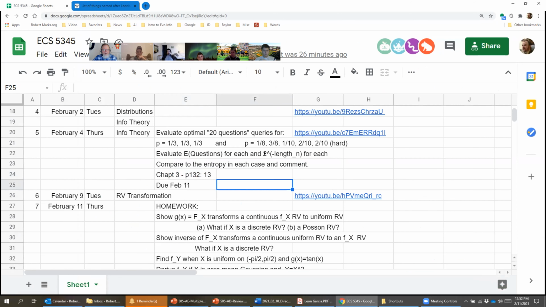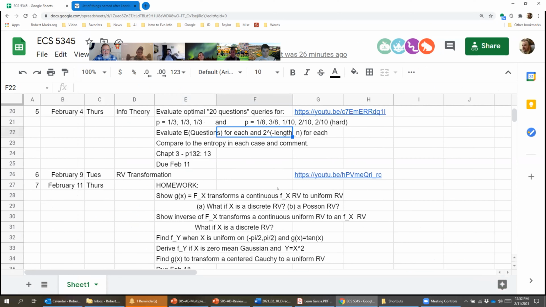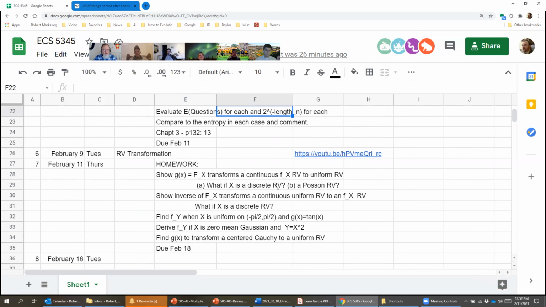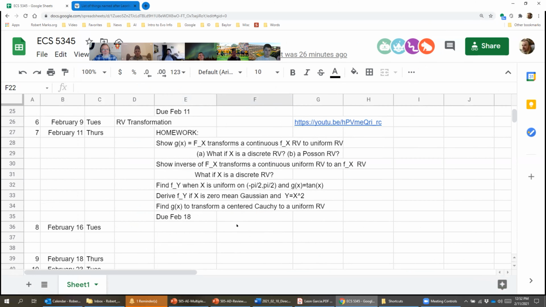See if you can do this. The expected value of 2 to the length is going to be exactly the same as the expected number of questions. Okay, for next time, we have covered transformations on a random variable.